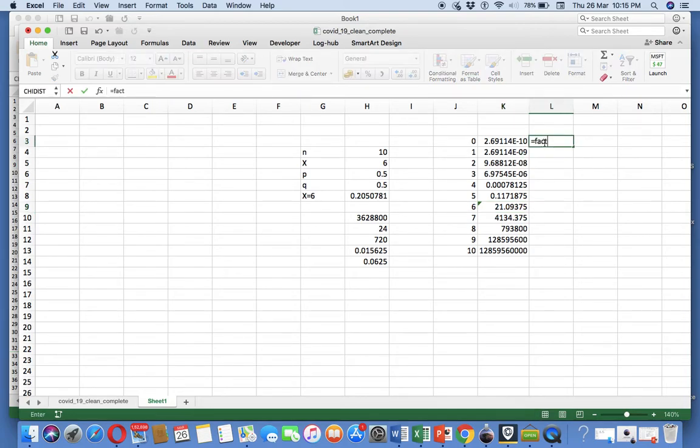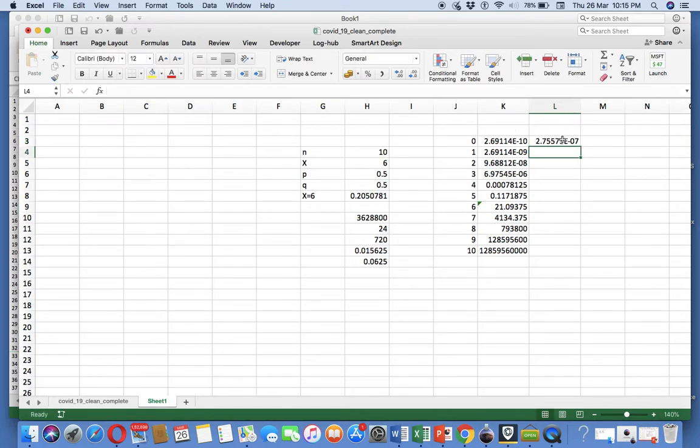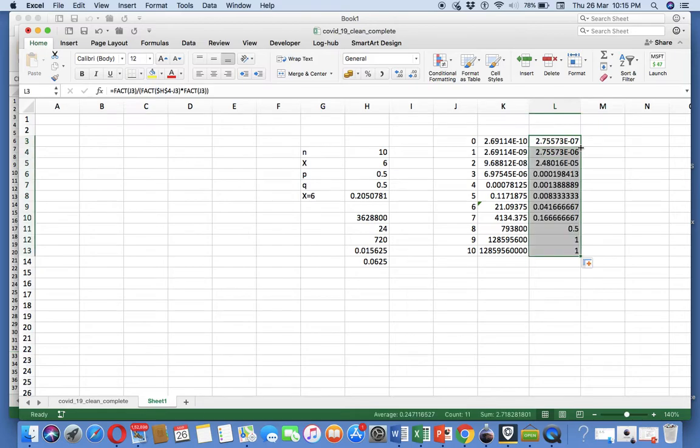Equal to factorial 0 divided by factorial 10 minus 0 into the first part. Okay, this is the first part of this calculation.